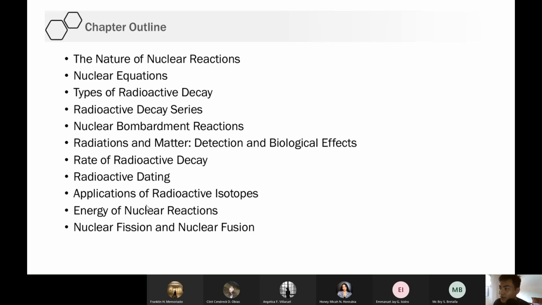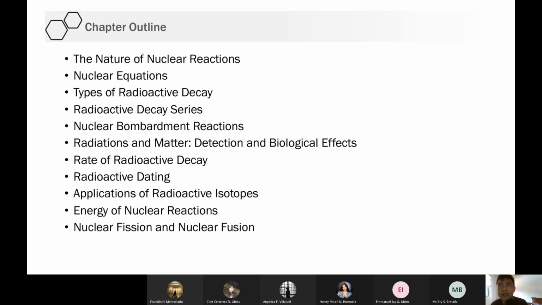Okay, and then applications of isotopes, energy, and nuclear fission. Okay, so ano lang to? Madali lang to as long as you know yung pagbilang ng protons, neutrons, electrons. Okay, so ganun, dun lang kasi umiikot tong topic na to. Protons, neutrons, electrons. Okay, so anyway, so discuss na tayo with the nature of nuclear reactions.